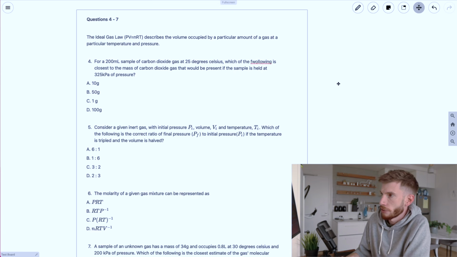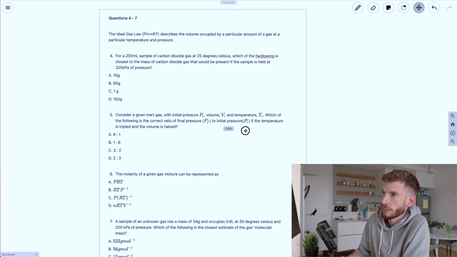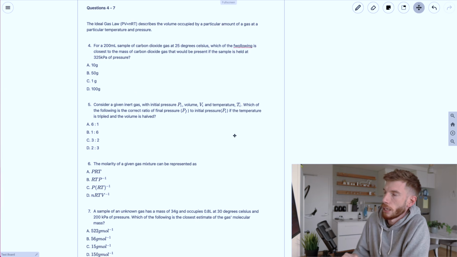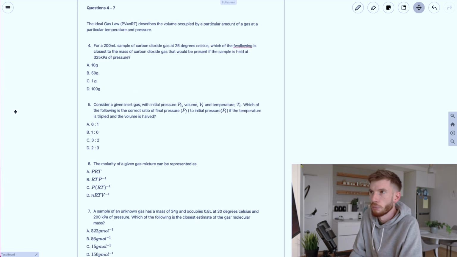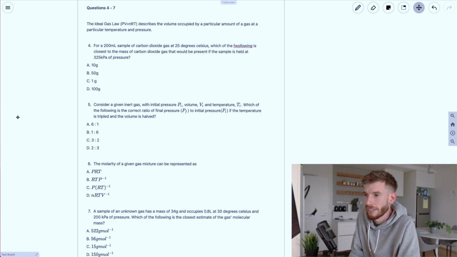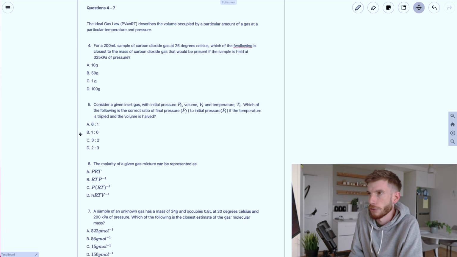The next set then, so now we've got here, the ideal gas law. This is one that I wrote up during my practice. This one's a little bit more kind of straight up chemistry, so less likely to come up. But as we go through, you'll find they're not really just about calculating numbers, it's about understanding the relationships between the variables. So the ideal gas law PV equals nRT describes the volume occupied by a particular amount of gas at a particular temperature and pressure.